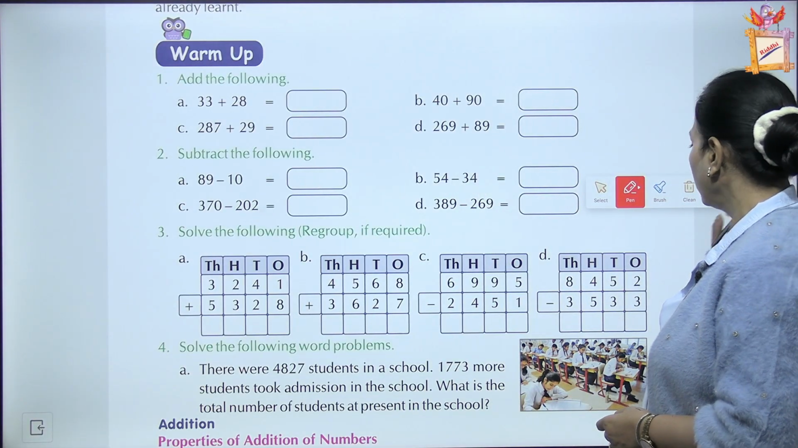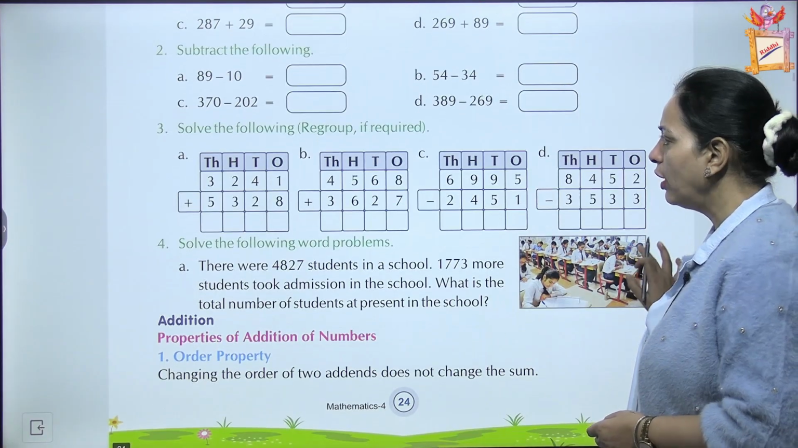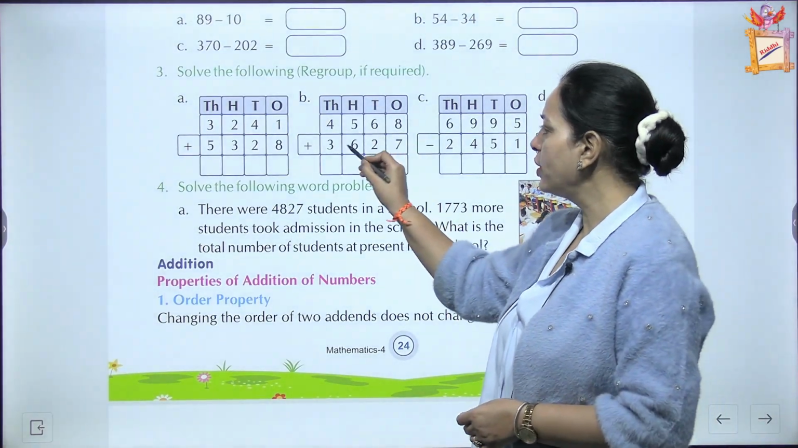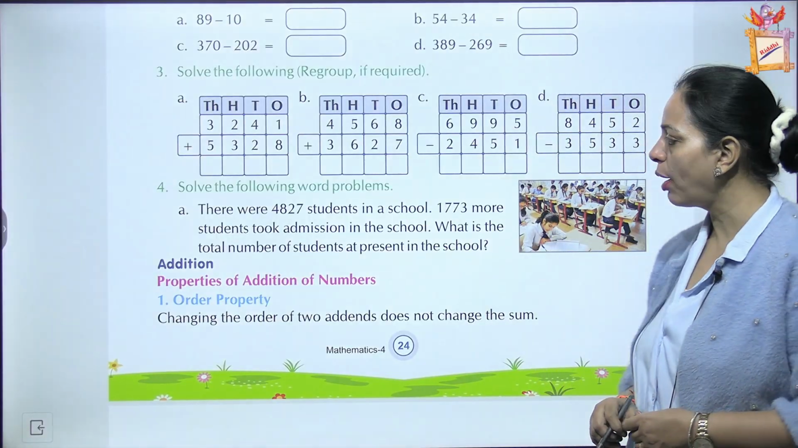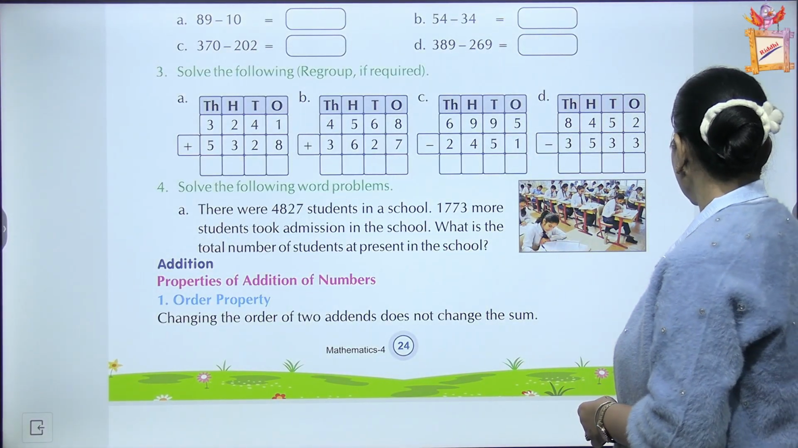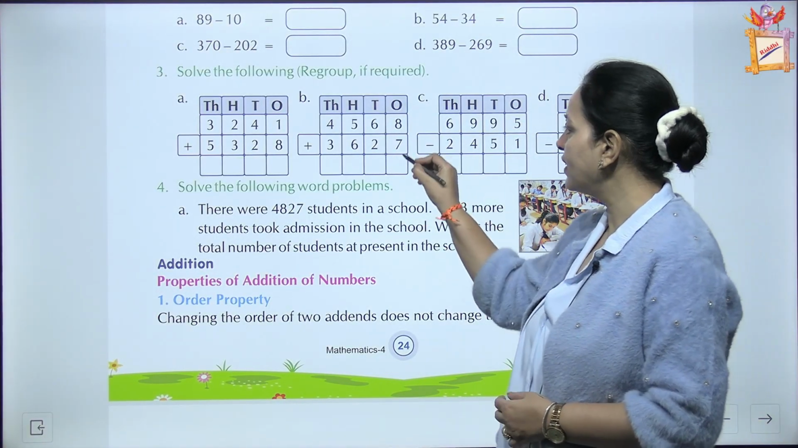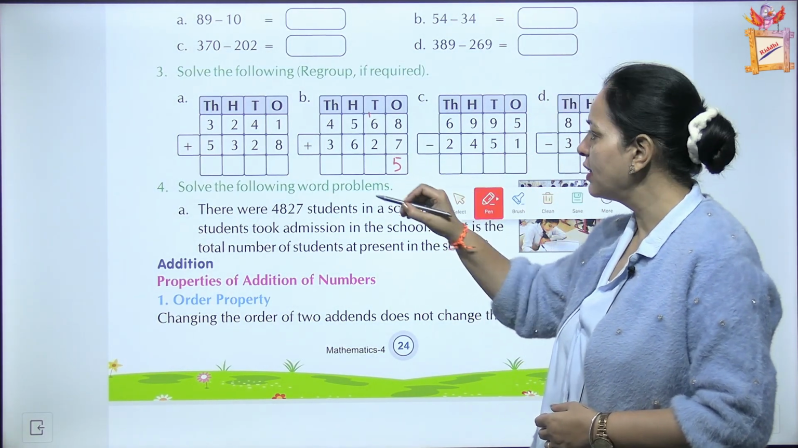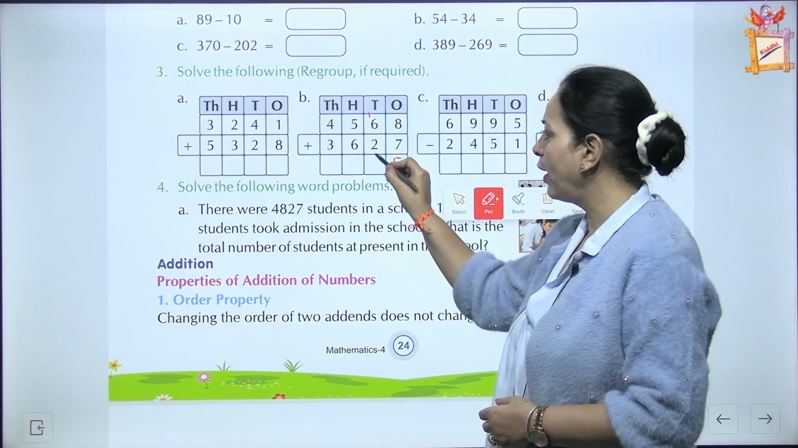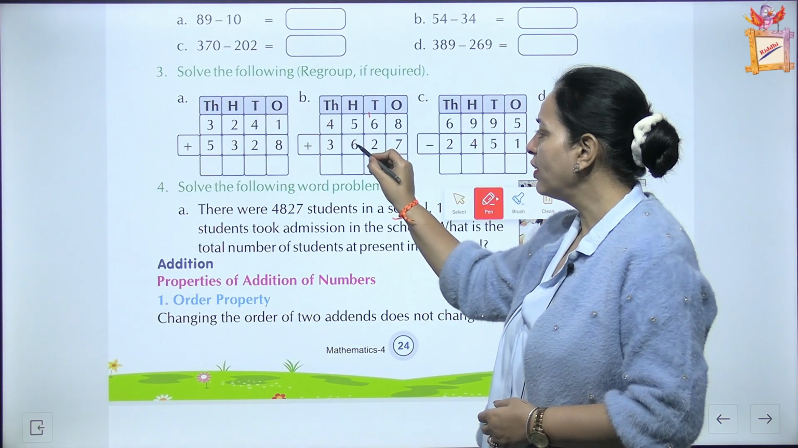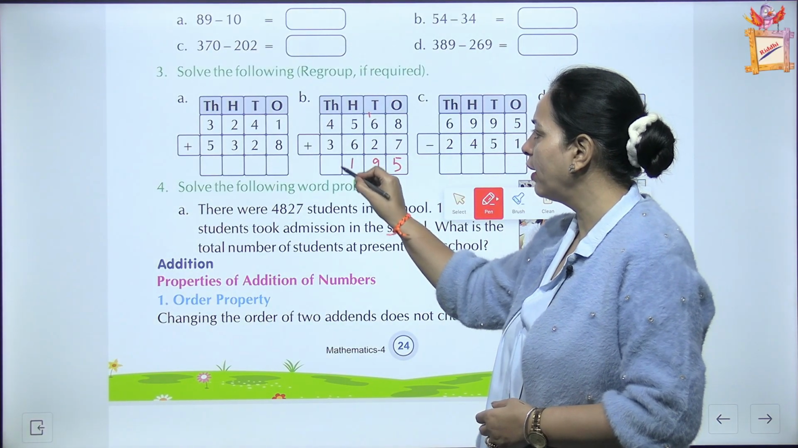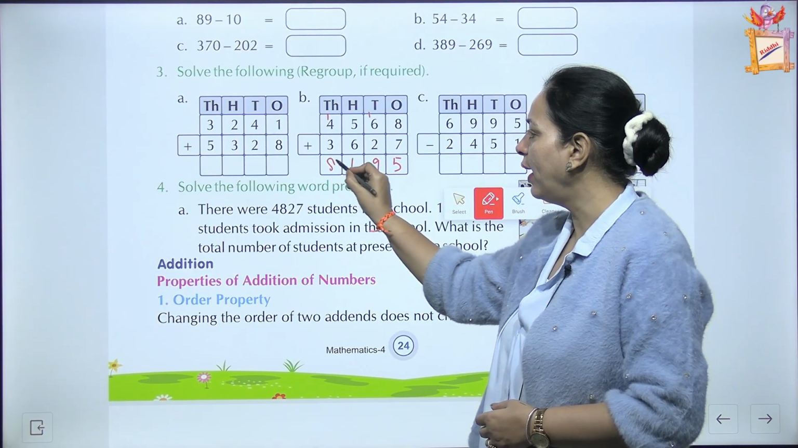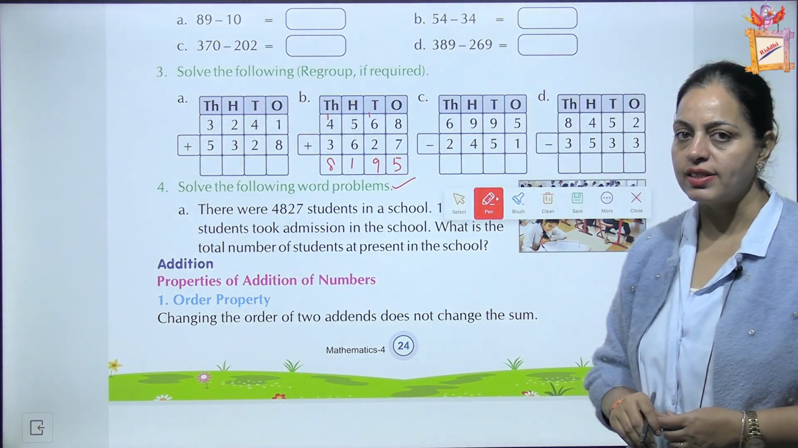Okay, now the third one, solve the following, regroup if required, like here B part. So we have 4-digit numbers, add these two numbers. So what to do? First add the ones digit, 8 and 7, 15. 5 here, 1 carry to the tens. So here 6 and 2, 8 and 1, 9. 5 and 6, 11. So 1 here and 1 carry here. 4, 3, 7 and 1, 8. So this is the answer.